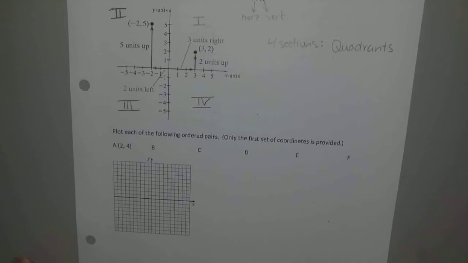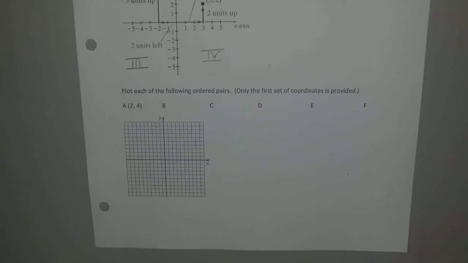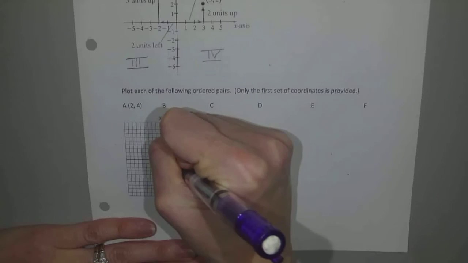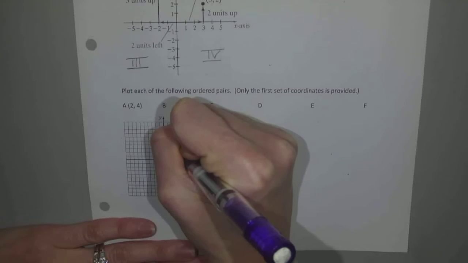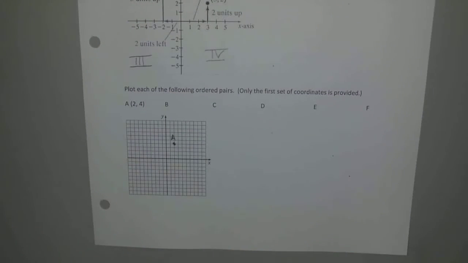Okay? So real quickly, let's plot these points. I only gave you one, and then I'll give you the other. So 2, 4 means we go to the right 2, up 4. 1, 2, 1, 2, 3, 4. And guys, we'll label that A. Is that okay? So horizontal first, vertical second.